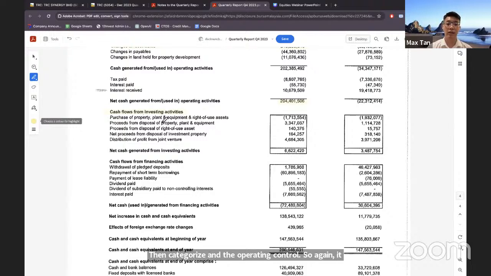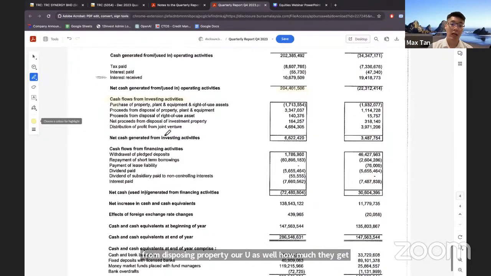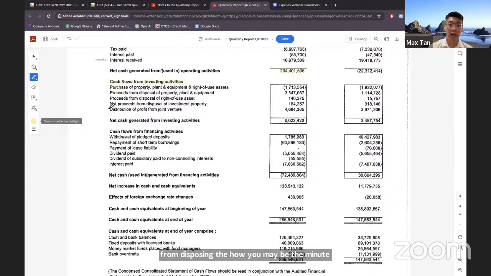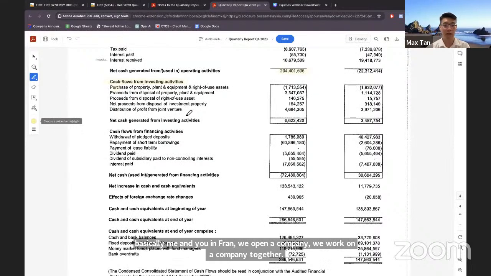In this case, capex over here, how much they use when purchasing property, how much they get from disposing property, the ROU as well, how much they get from disposing or maybe terminating the ROU, and then they have other items as well, like the profit from a JV. JV is also a bit complex. It's basically me and you, in friendly terms, we open a company, a JV. We work on the company together. It's quite common for property and construction companies to have JVs.